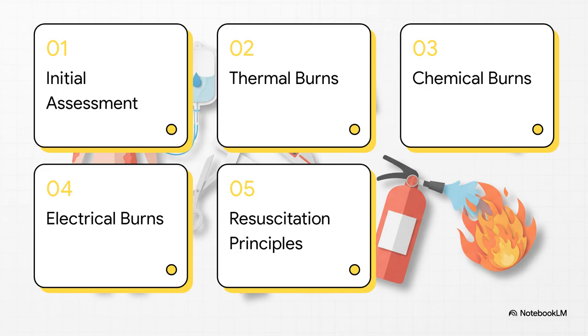All right, here's our game plan. We're going to walk through 5 key areas. We'll start with that initial patient assessment. Then we'll dive into the 3 big burn categories: thermal, chemical, and electrical, because they each have their own unique challenges. And then we'll wrap it all up by tying everything back to the core principles of fluid resuscitation.